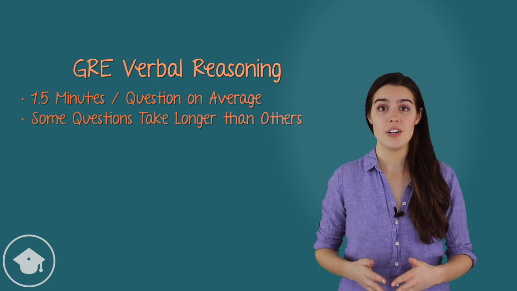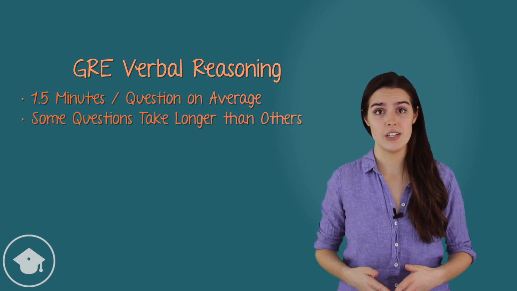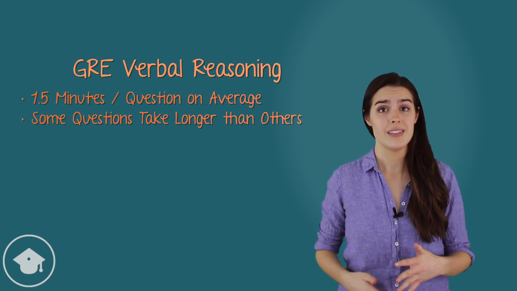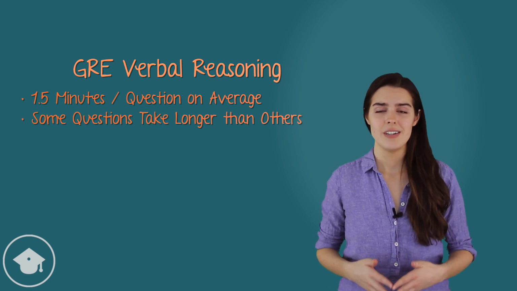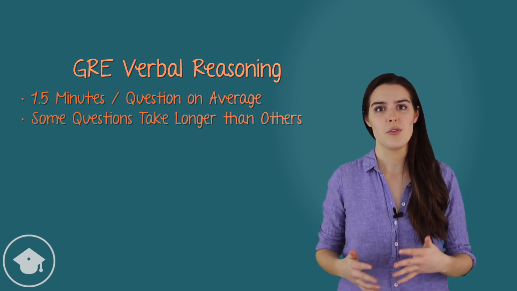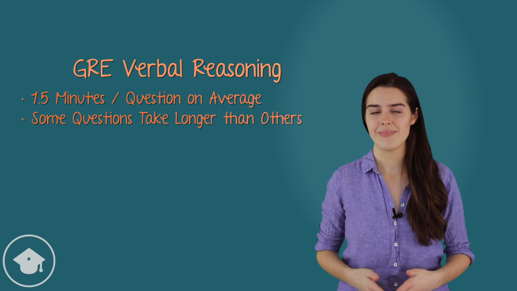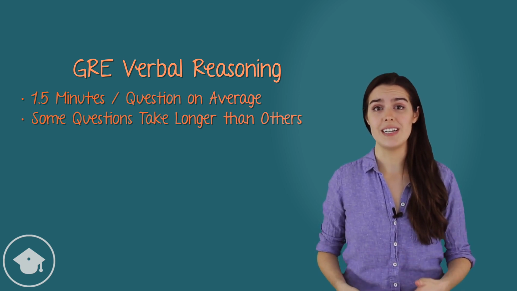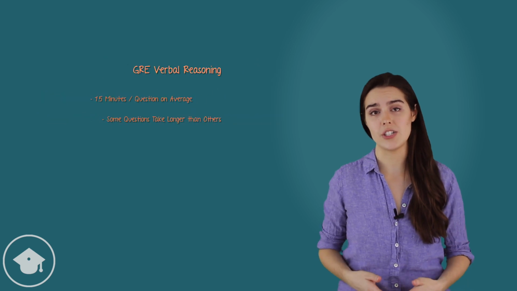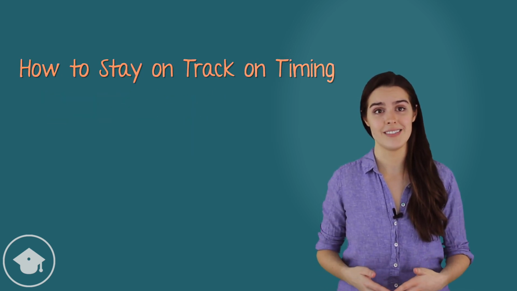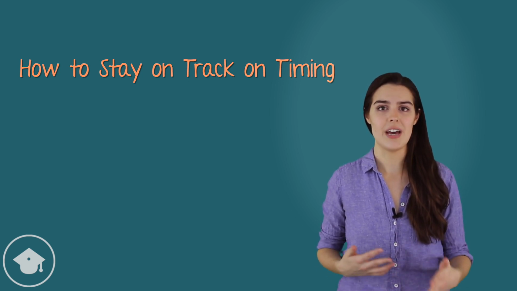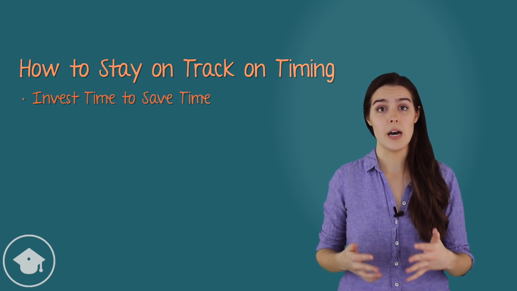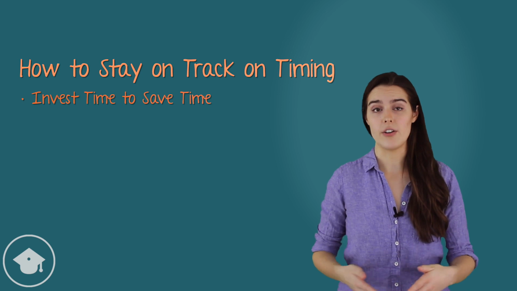Similarly, the first reading comprehension question of any passage will be on your screen longer than any other question for the same passage, since we need to read the passage before we even start working on the question, and so on. All told, this means that we shouldn't stick to a rigid 90-second time limit for every question. So how can we ensure that we stay on track on timing? The first strategy is somewhat counterintuitive. Invest time up top to save time later on.